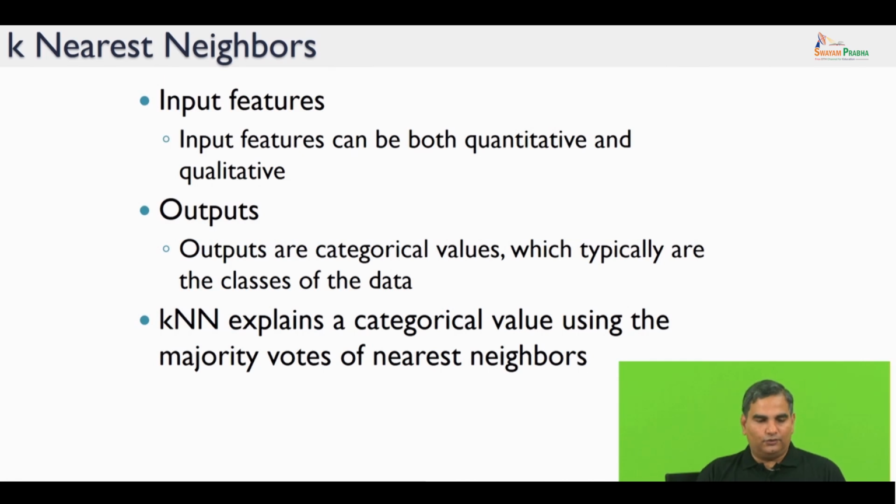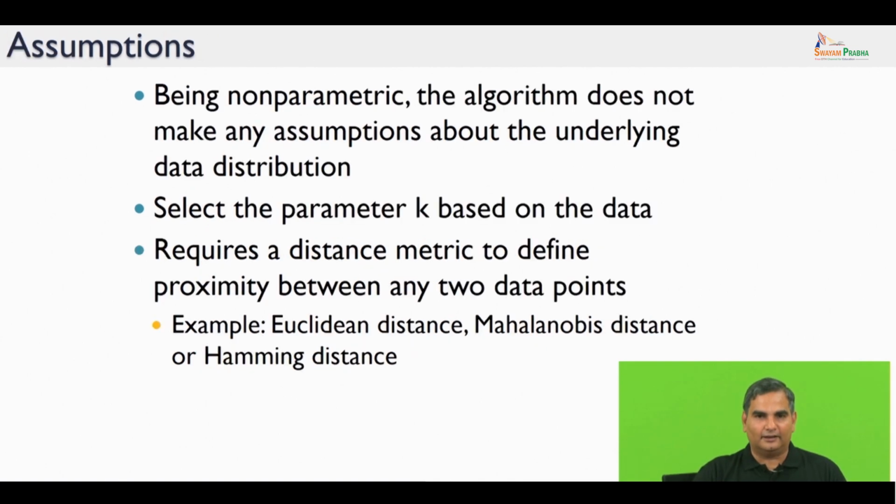In one word, if you were to explain the k nearest neighbor algorithm, you would simply say k nearest neighbor explains a categorical value using the majority votes of nearest neighbors. So what we are saying is, if there is a particular data point and I want to find out which class this data point belongs to, all I need to do is look at all the neighboring data points and find which class they belong to, and then take a majority vote, and that is the class that is assigned to this data point. So it is something like, if you want to know a person, you know his neighbors. Something like that is what is used in k nearest neighbors.